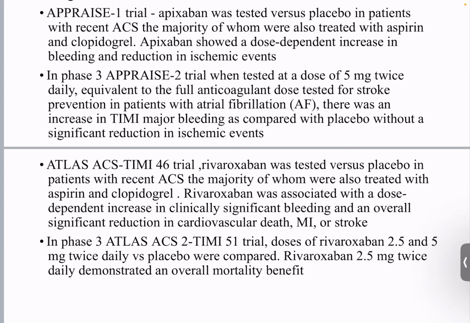In APPRAISE-1 trial, apixaban was studied against placebo. However, apixaban had a dose-dependent increase in bleeding. However, it reduced the risk of ischemic events. But in APPRAISE-2 study, apixaban at full dose, that is 5 mg twice daily, in patients with AF following MI, there was an increase in bleeding risk, since this was not continued.